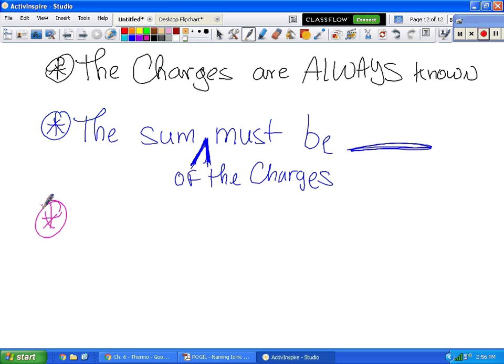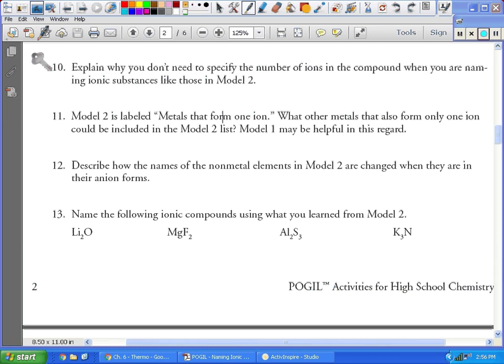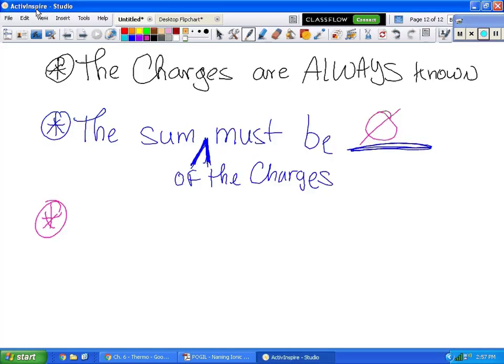I'm waiting on someone to answer the blank. I forgot the question. So let's go back and look at it. Number 10: explain why you don't need to specify the number of ions in the compound when you're naming ionic substances, which means you don't need prefixes and you don't have to specify a specific value. There was one more in first period that I could not remember. The charges are always known. The sum of the charges must equal 0, and I can't remember.